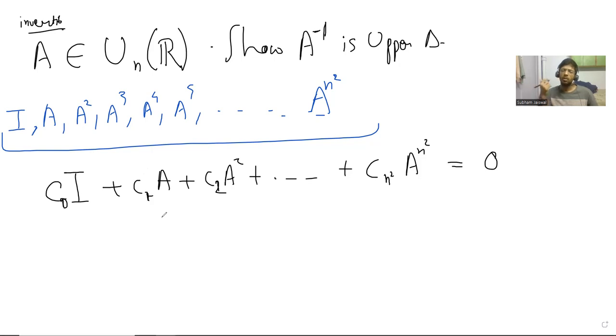No, they are linearly dependent, right? If you take 3 vectors in 2-dimensional space, then they are linearly dependent. So here I am taking n square plus one vectors in n square dimensional space. A matrix has n square entries, so it's a vector in n square dimensions. So they will form a linear relation.